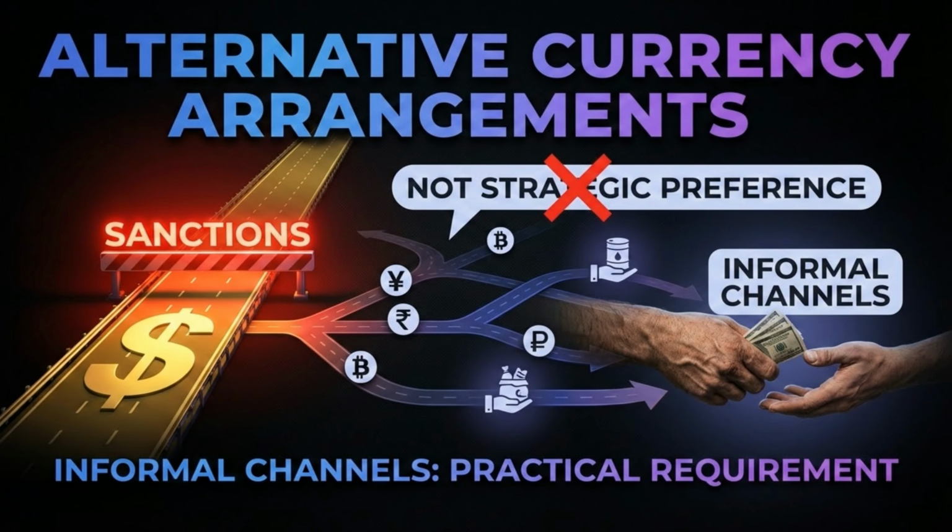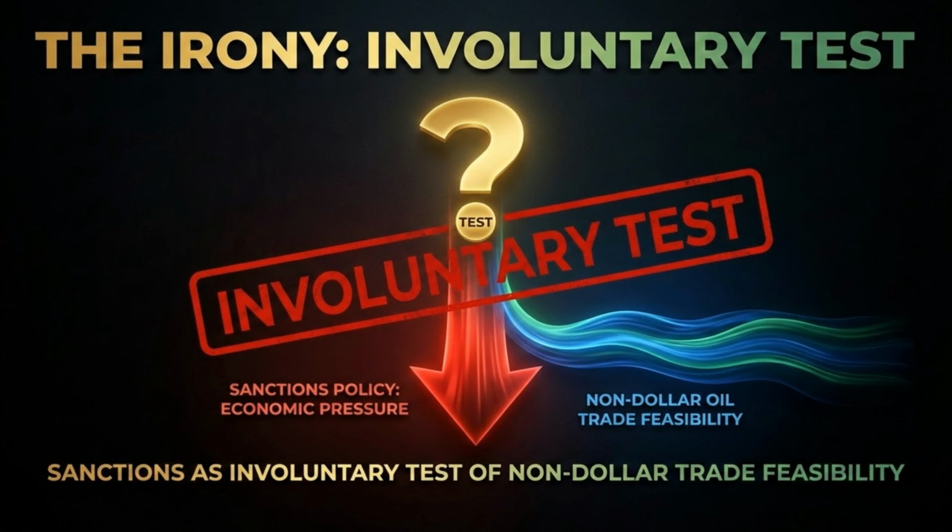They have been conducting whatever trade they can manage through alternative currency arrangements and informal channels out of practical requirement, not strategic preference. The irony here is worth noting precisely. Sanctions policy, designed to apply economic pressure on these nations for specific behaviors, has also functioned as an involuntary test of whether oil trade outside the dollar system is operationally feasible at any scale.